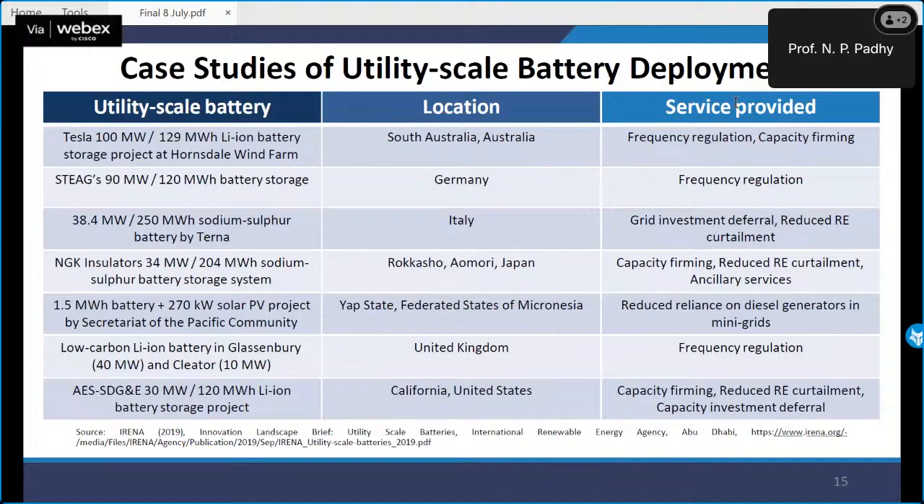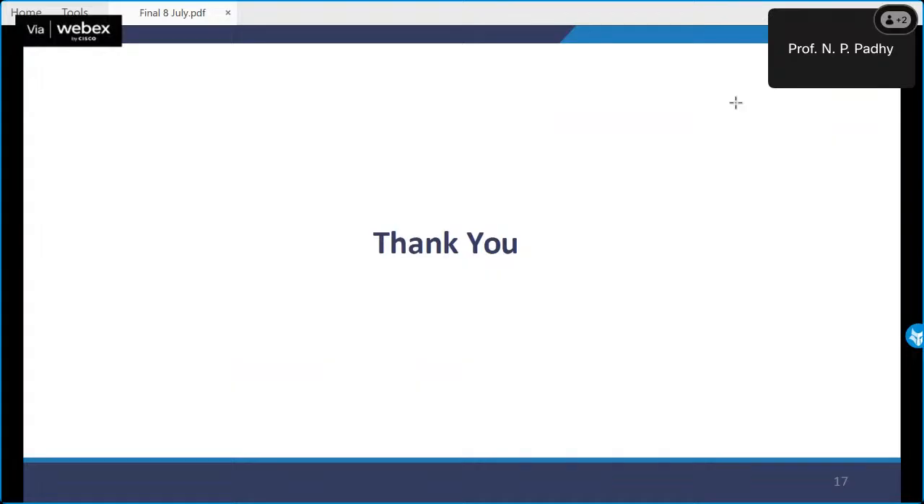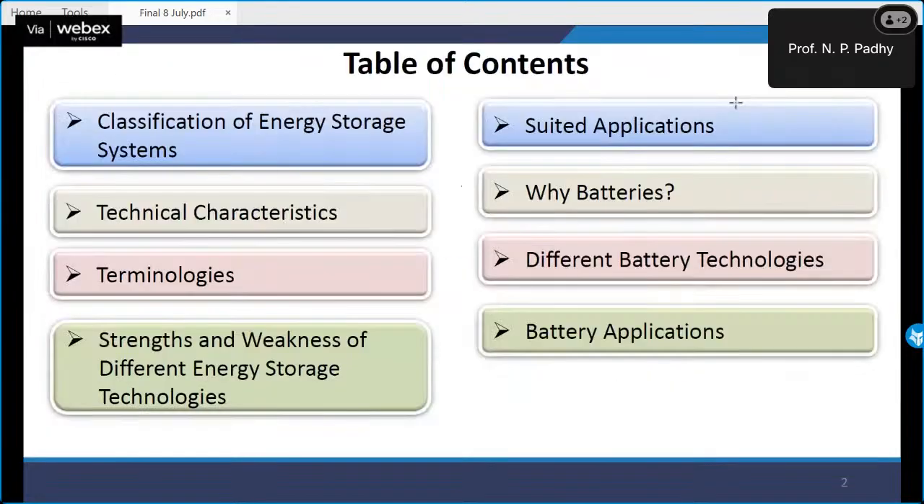All right. Good. So these are quite interesting references I expect all of you to use and try to understand more about energy storage systems. So, continuing from the previous lectures: classification of energy storage systems, technical characteristics, terminologies, why batteries, what are those applications, different battery technologies, and strengths and weaknesses of different energy storages we'll be discussing in the next 30 to 40 minutes.